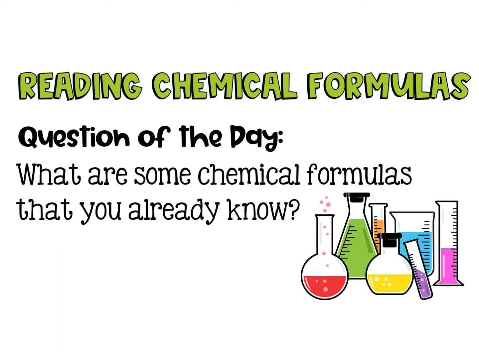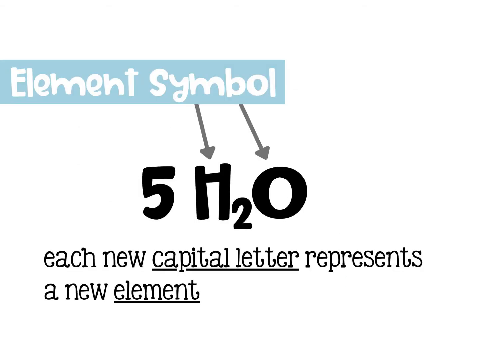Today we will learn how to read chemical formulas. Our question of the day is, what are some chemical formulas that you already know? This is H2O, an example of a compound. Notice how here you have the element symbol for hydrogen and the element symbol for oxygen. Each new capital letter represents an element.